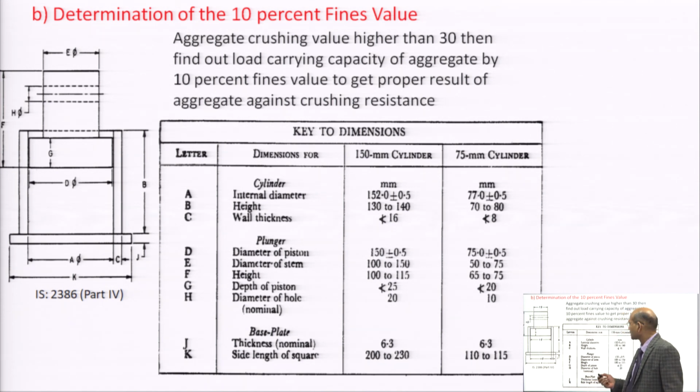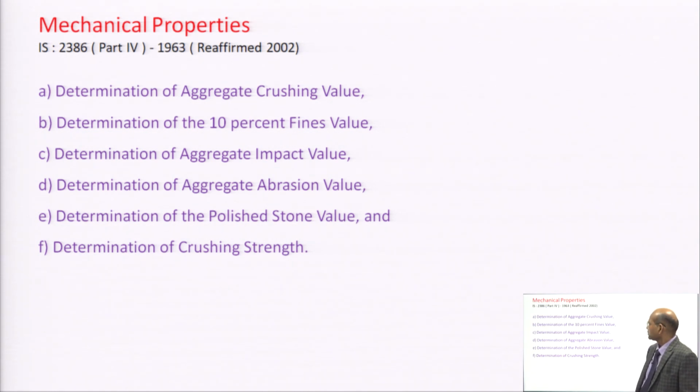What are the mechanical properties which should be tested? They should be tested with the help of IS 2386 part 4. There are 6 tests: determination of aggregate crushing value, determination of the 10% fines value, determination of aggregate impact value, determination of aggregate abrasion value, determination of the polished stone value and determination of crushing strength. Out of these I have already discussed the aggregate crushing value, and today I will be discussing other properties like the determination of the 10% fines value.